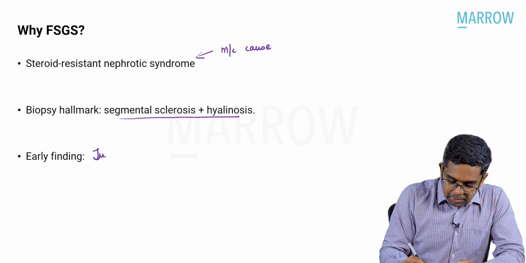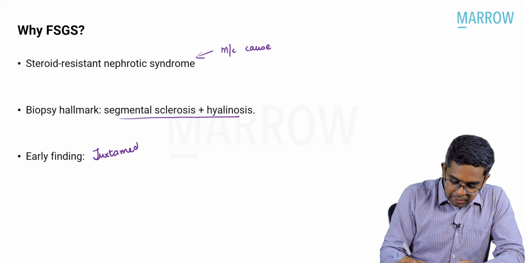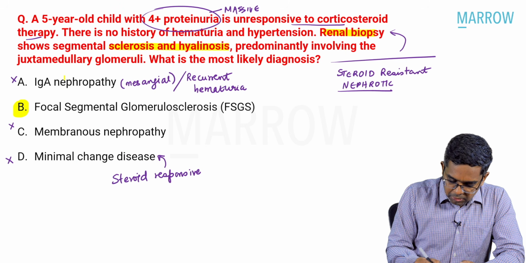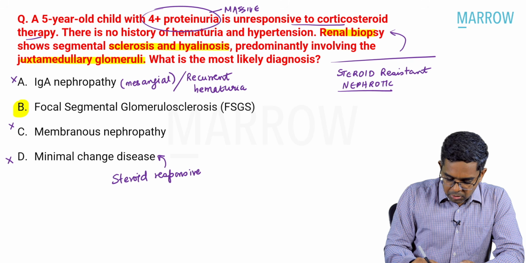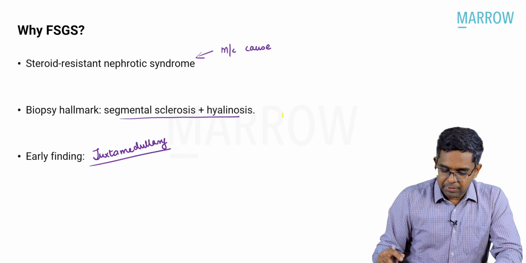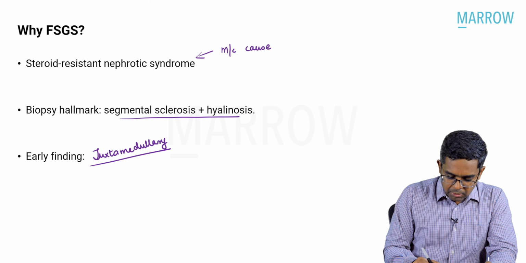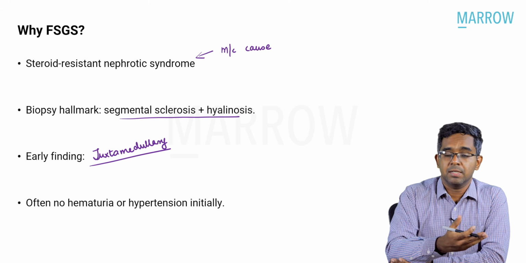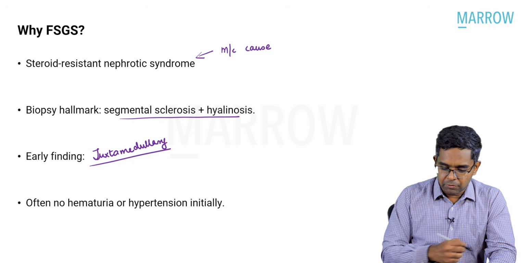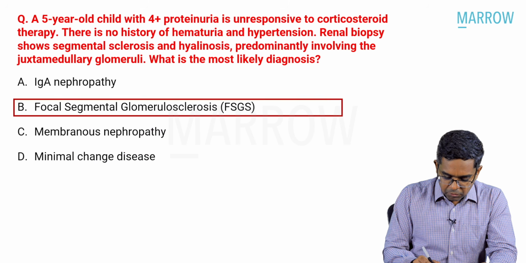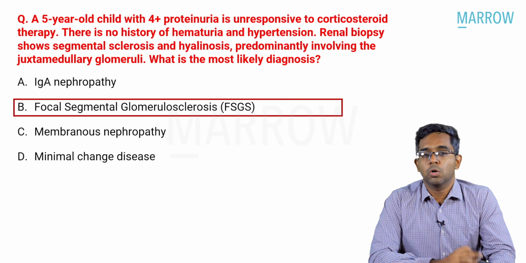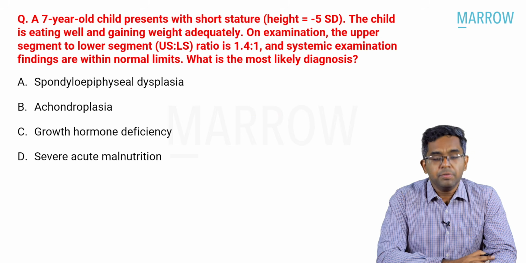It is juxtamedullary glomeruli which are getting affected in this condition. If I take you back to that question, it's clearly mentioned that there is an involvement of juxtamedullary glomeruli. So all this clearly fits into FSGS, and also often no hematuria or hypertension initially, which was also given in the question. So for all these reasons, the clear answer for our question is B, which is FSGS or focal segmental glomerulosclerosis. Okay, moving on to the next question.